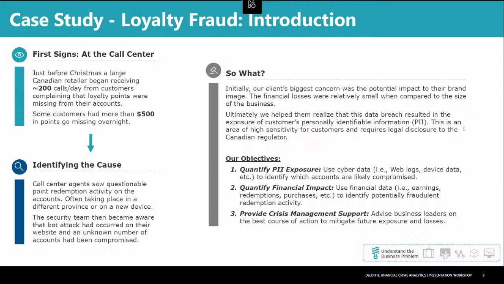The first was to quantify who had lost their personally identifiable information. Two was to quantify the fraudulent redemptions that had happened. And three was crisis management support, but it's really to stop the bleed. This attack is still happening. How do we stop it from getting bigger and bigger as day one moves into day two, moves into day three? So that was the business problem that we were faced with.